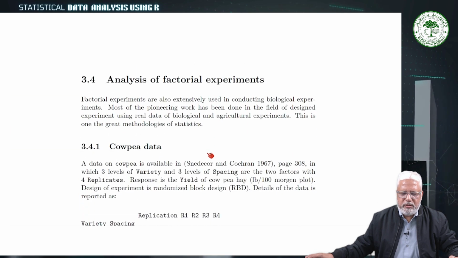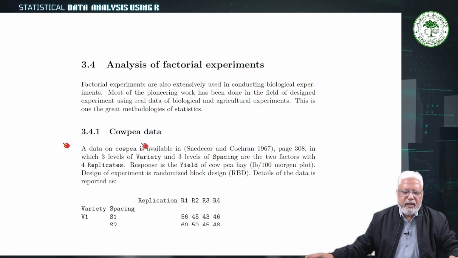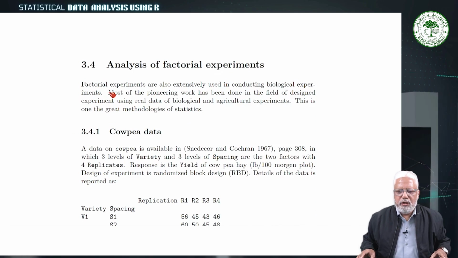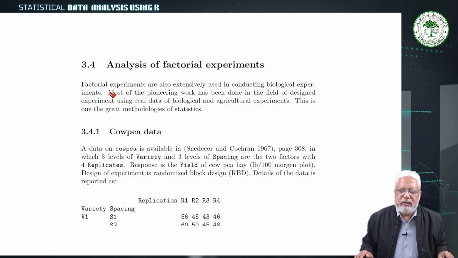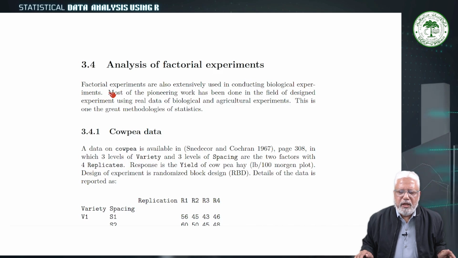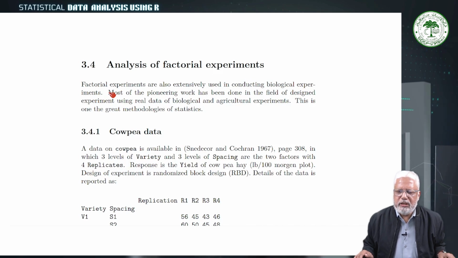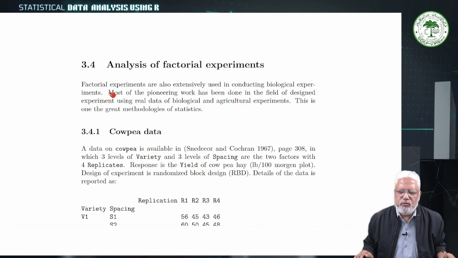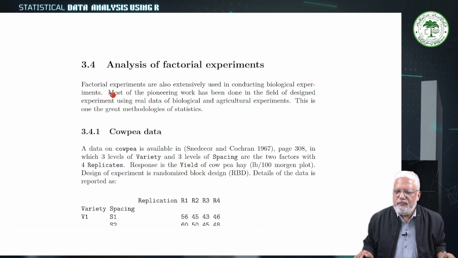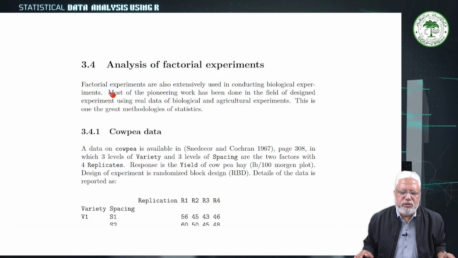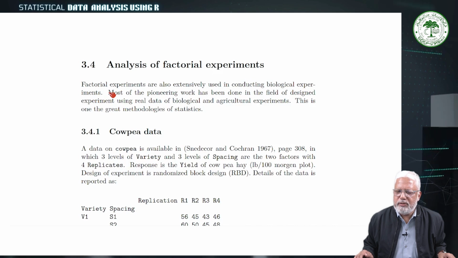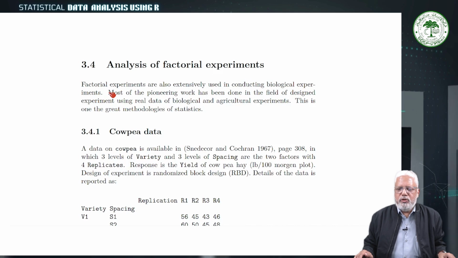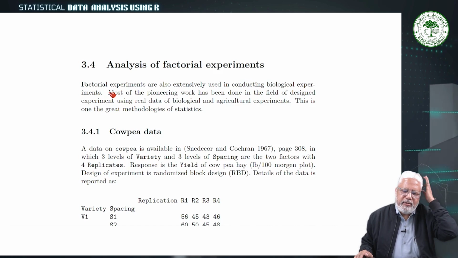Analysis of factorial experiment. Factorial experiment means there are more than one factor. Factorial experiments are also extensively used in conducting biological experiments. Most of the pioneering work in the field of designed experiments has been done using real data from biological and agricultural experiments. This is one of the great methodologies of statistics. See, actually I have quoted this.